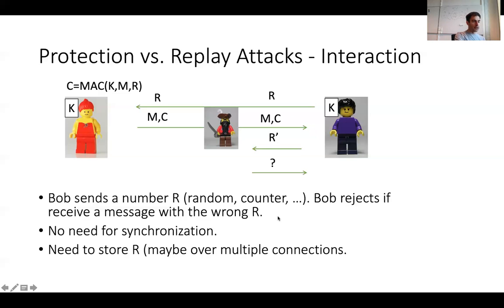So again, Bob sends a random number R, and Bob rejects if he receives a message with the wrong random R. So of course, also this solution puts some burden on the receiver. Here, Bob needs to store, to remember R at least until the connection is over. And maybe if Bob is keeping a lot of different connections, he needs to remember which R's correspond to which connections and things like that. So this also puts a burden on the receiver.